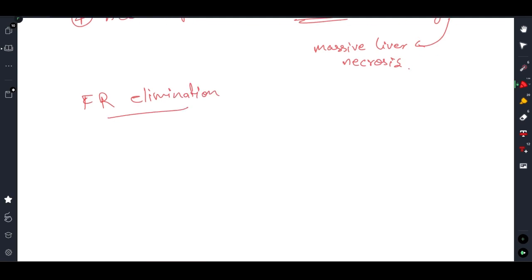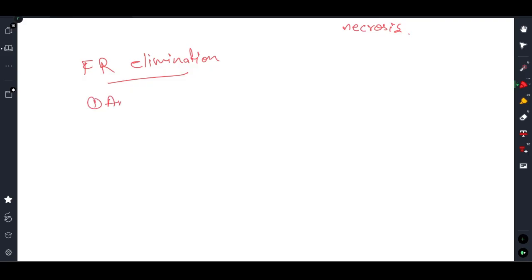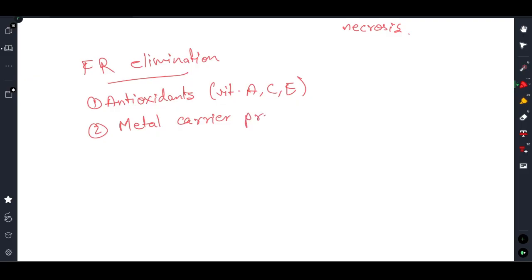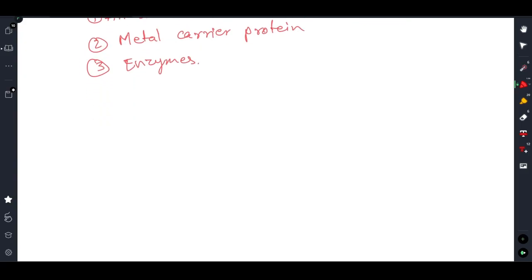Free radical elimination can happen by the help of antioxidants, first of all, right? For example, you have vitamin A, C, E, right? The second way for free radical elimination is by the help of metal carrier proteins, as we discussed in the pathological generation of free radicals by metals, right? So metal carrier proteins can help in free radical elimination. And the third and quite important one is enzymes, right? So here we will be mainly discussing three enzymes. The first one is superoxide dismutase.